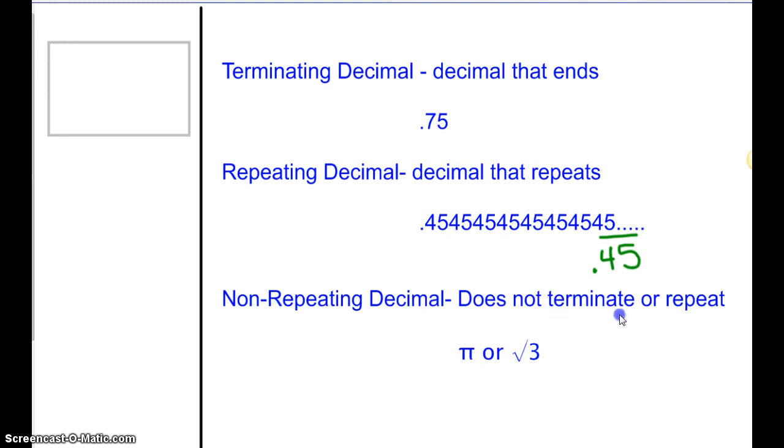Non-repeating decimal, it doesn't terminate or repeat. Like pi never ends. The square root of 3, if you did that in your calculator, it ends at the end of your calculator, but it keeps going on beyond that. And there's no pattern there at all.